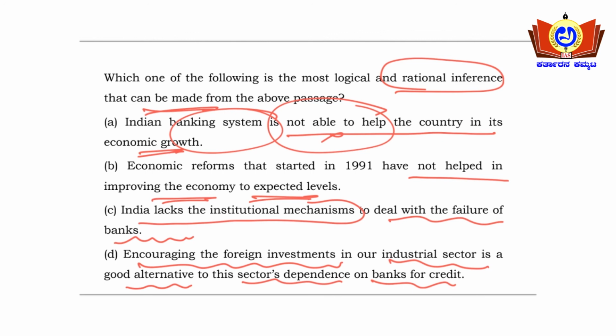Upon examining all four statements, statement C stands absolutely right here. India lacks the institutional mechanism to deal with the failure of the banks. So C is the most logical or rational inference that can be made from this passage. So, moving on to the next question.